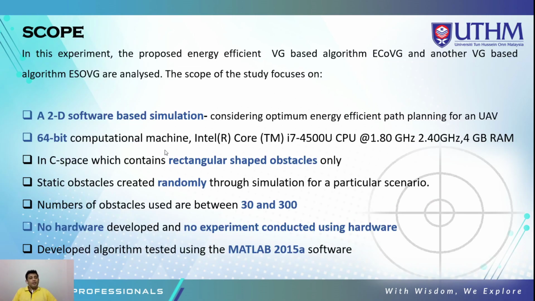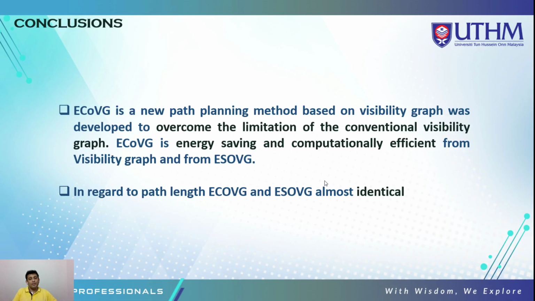The scope of the project is actually a 2D software-based simulation, on a 64-bit computational machine, a Core i7 computer. The obstacles are all rectangular in shape, randomly distributed, with 30 to 300 obstacles. No experiment was conducted using hardware because it is software based, and MATLAB 2015A software was used for simulation.